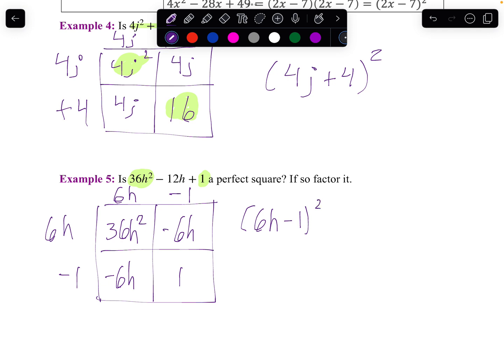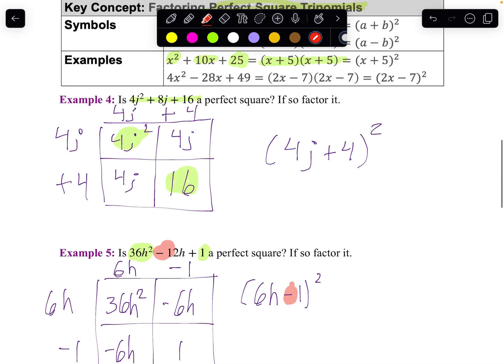squared. I think the reason we did this problem was because the middle term is negative. So if my middle term is negative, I'll have a negative here. Notice on example 4, my middle term was positive, so I have a positive here. That's the pattern we're looking for.